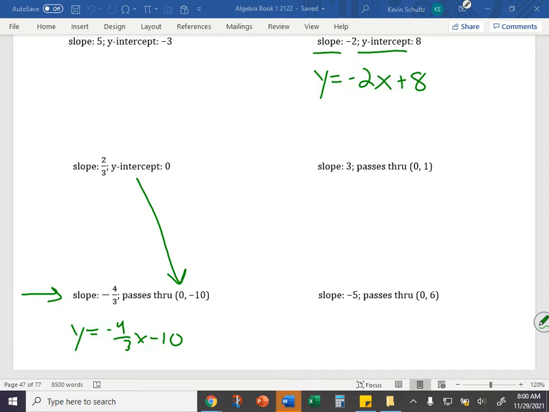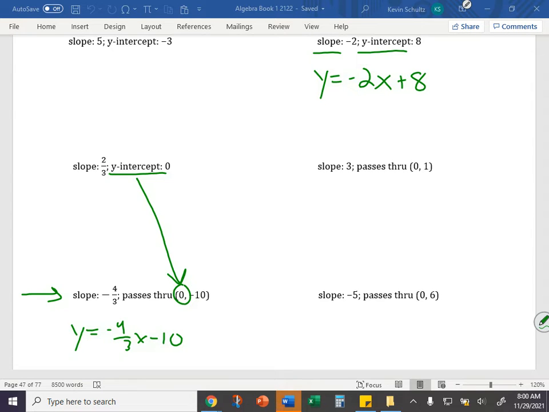Okay? If I give you the information straight away, the slope and the y-intercept, whether it's written out or kind of disguised, all you gotta do is plug them in. Max, if I wrote y equals negative 4/3 x plus negative 10, would that still be right? That'd be fine. Okay. Yes.